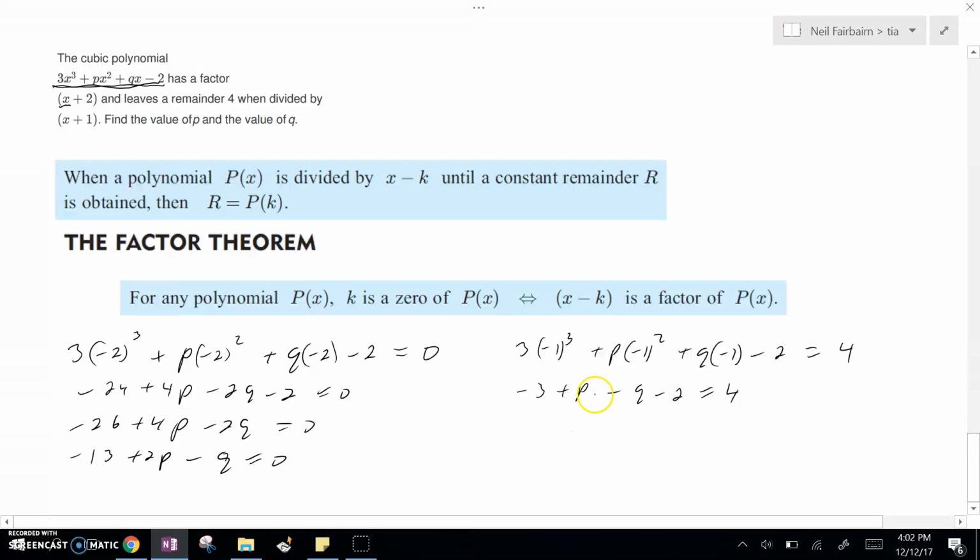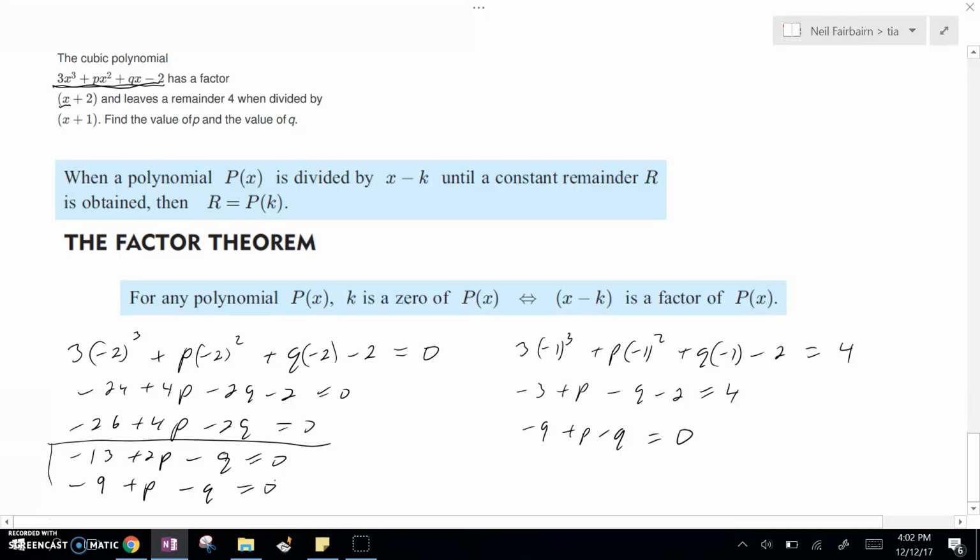And let's look on this right-hand side. So negative 3 minus 2 minus 4. So negative 9 plus p minus q is equal to 0. Now we've got the two equations. Let's just put them on top of each other. So if you don't mind, I'm just going to use this one. And this is negative 9 plus p minus q is equal to 0.